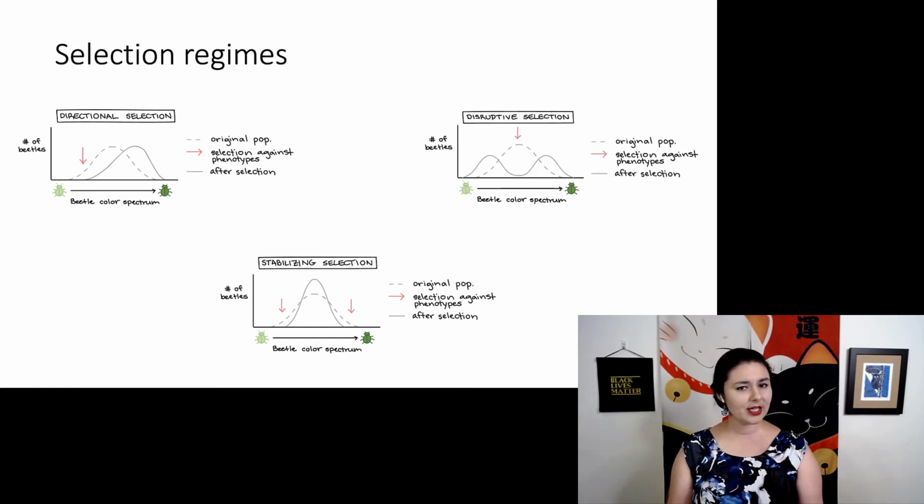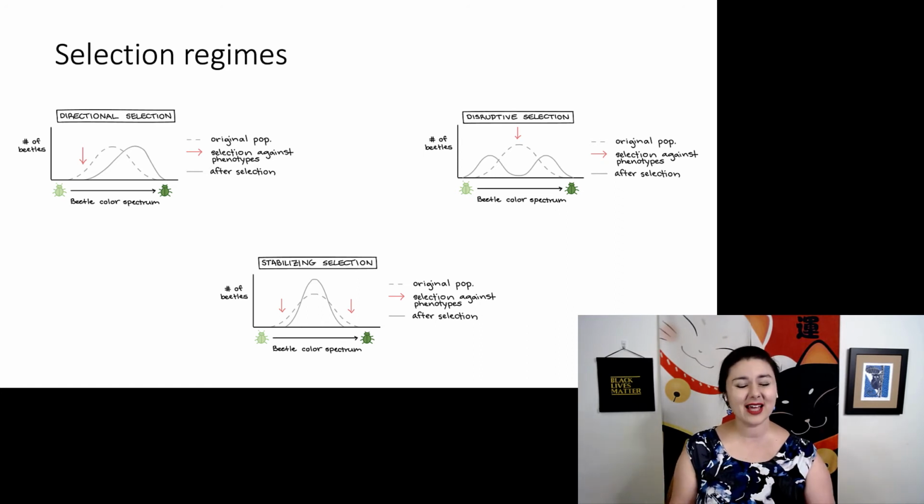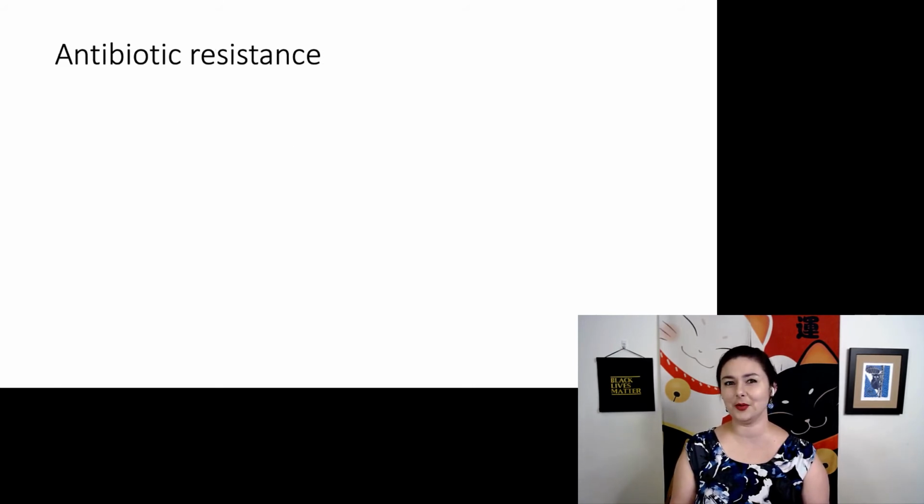The least common example, but we do sometimes see, is disruptive selection, where selection is actually selecting for the extremes on either end, but against that average in the middle. This is generally when speciation is happening, where we're seeing one population form into two, but overall, this is fairly rare.